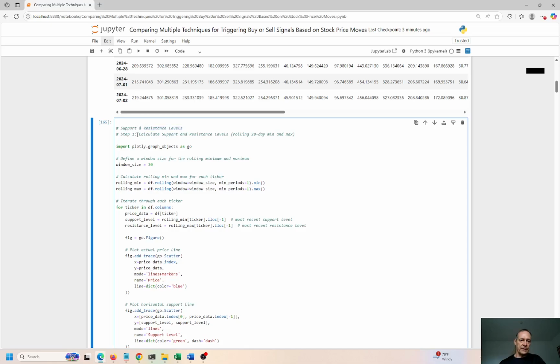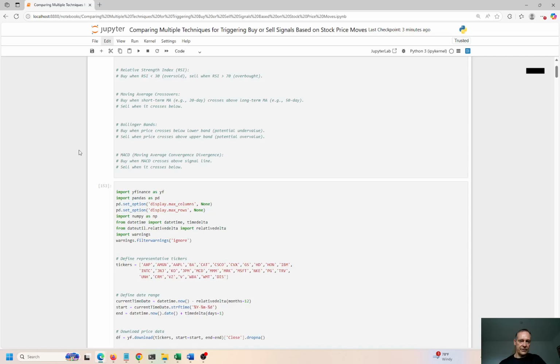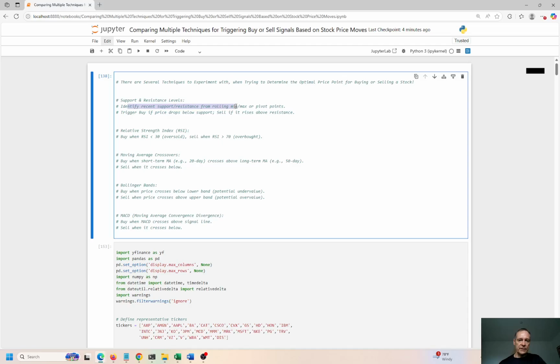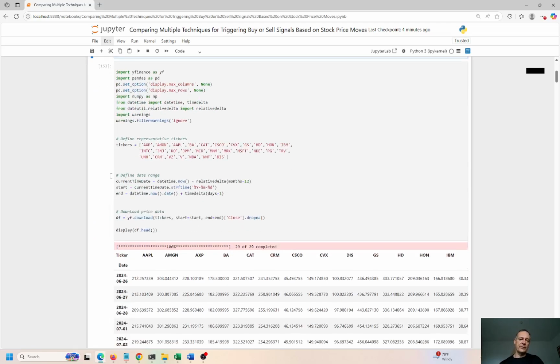So what's a support and resistance level? Did I define that already over here? Yeah, I think so. So identify the support and resistance levels from rolling minimum and maximum closing prices over time, and then trigger buy if the price drops below the support level, or sell if it rises above the resistance level.